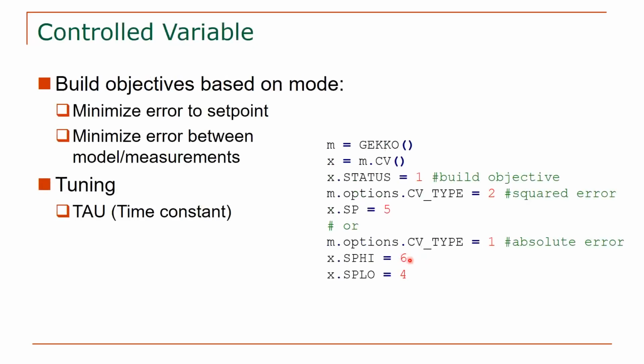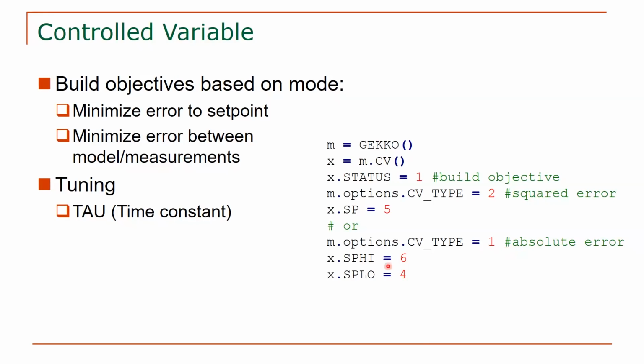Controlled variables are, again, another powerful one, where they build objectives for you based on your mode. If you're in a control mode, then you just set a set point. For example, here you have X is a controlled variable. You turn it on, that means please build my objective for me. If the status is 0, then it's just a regular variable. And then you set your set point with squared error, or you can do an absolute value, and this is again the smooth version of the absolute value.